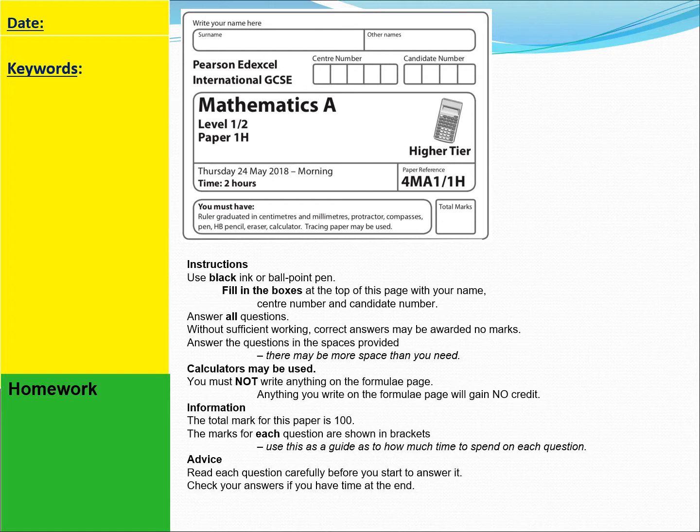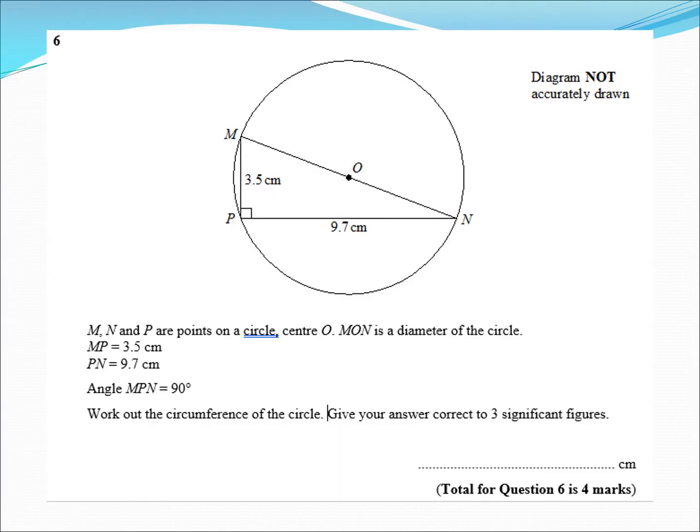Okay, so let's look at the first question, where they've given you a circle. M and P are points on the circle, center O. MON is the diameter of the circle, so that is the diameter there, and MP is 3.5 centimeters, NP or PN is 9.7 centimeters. Angle MPN, this angle over here, is 90 degrees. Work out the circumference of the circle, give your answer correct to 3 significant figures.